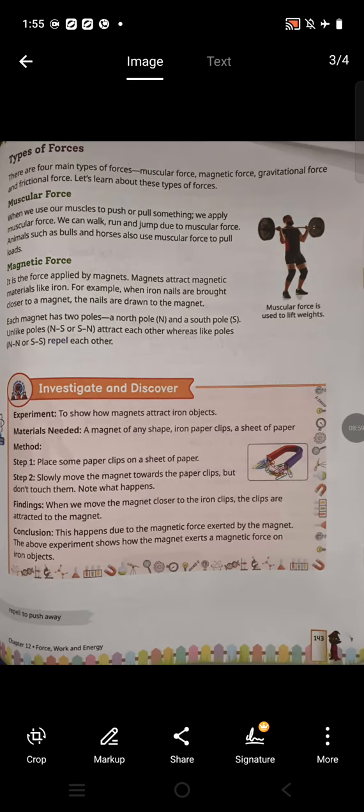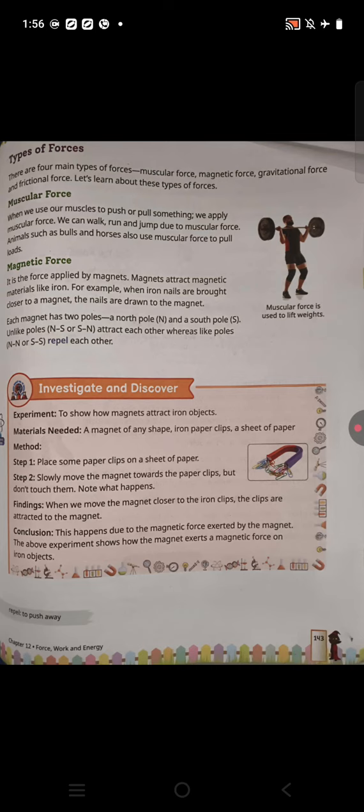Now, types of forces. There are four main types of forces: muscular force, magnetic force, gravitational force, and frictional force. Now let's learn about these types of forces. The first one is muscular force. When we use our muscles to push or pull something, we apply muscular force. For example, bulls and horses use muscular force to pull loads.